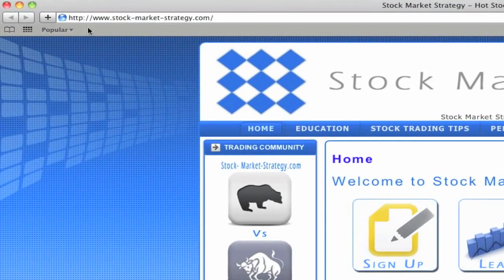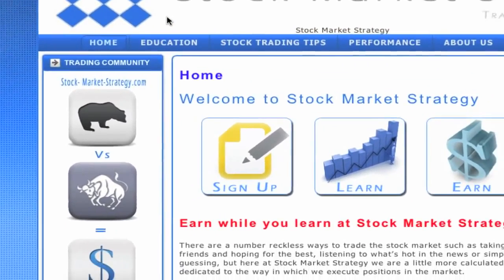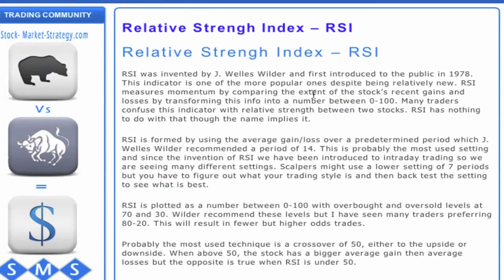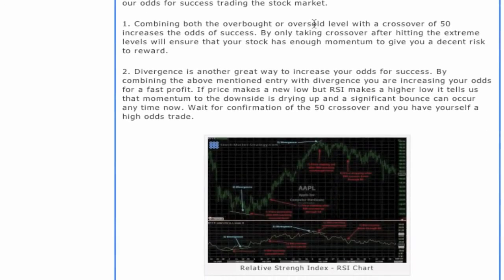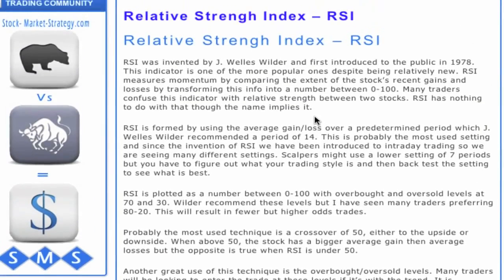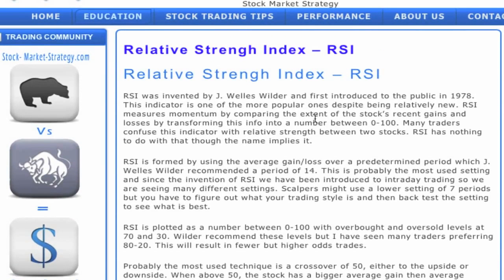If you go to our website, www.stock-market-strategy.com, you'll find a tab called Education, Technical Analysis, and Relative Strength Index (RSI). Here you'll find a written summary including a chart showing you how to use RSI in trading. This is made to make it easier for you to keep track of the information. You might print this page out so you can have it in front of you while writing your trading plan or backtesting the ideas shown here.